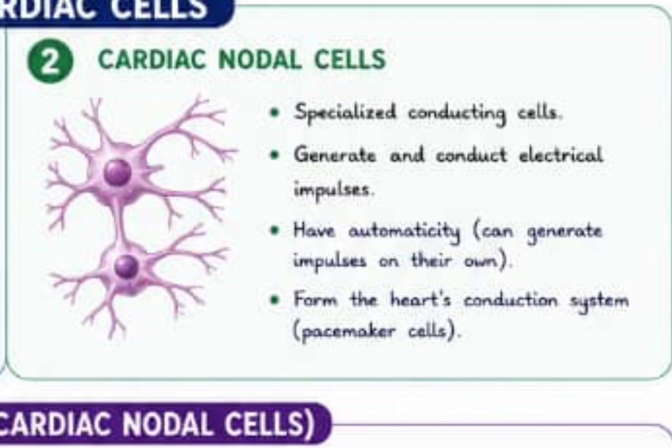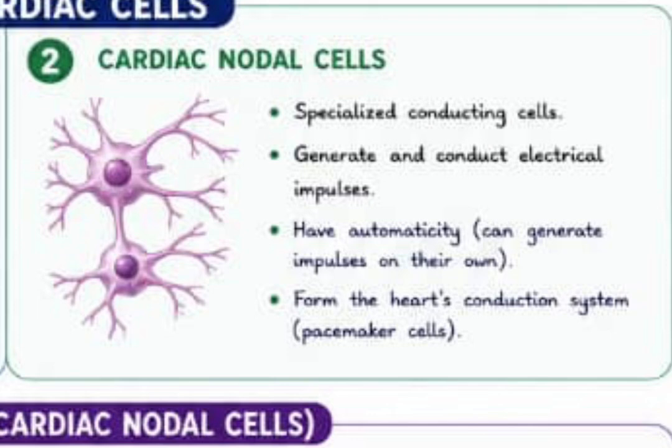So if I go back now, we have the cardiac nodal cells. What is the work of the cardiac nodal cells? They are the specialized conducting cells. They generate and conduct electrical impulses. So they are specialized cells that generate and conduct electrical impulses.